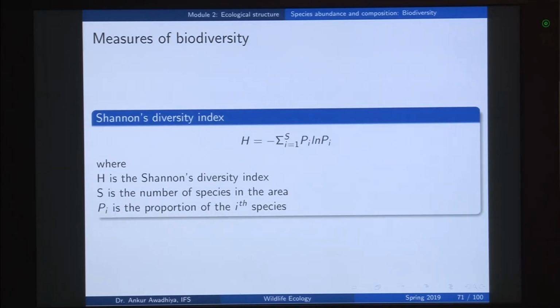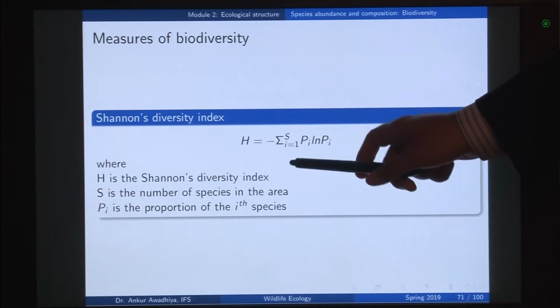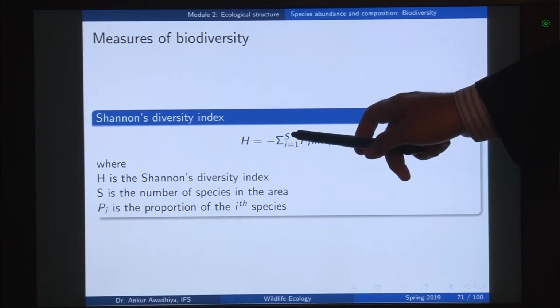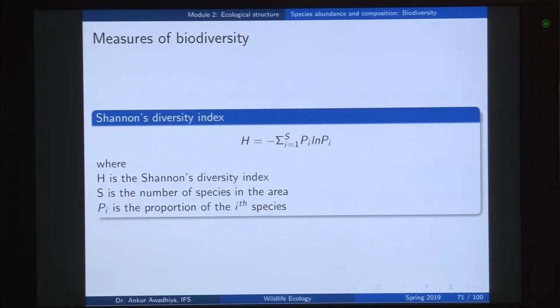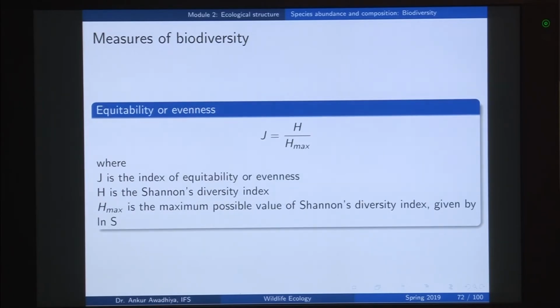Another index that is used is the Shannon diversity index. Now, in the case of the Shannon diversity index, you have minus the sum over i from 1 to the last number of species, that is i equals 1 to S, of Pi log of Pi, and this log is the natural logarithm, which is log to base e. So, once you compute this value, this is the Shannon diversity index, and here also you can get to an evenness value by H divided by H max.